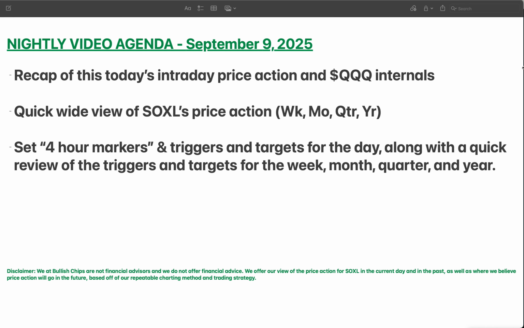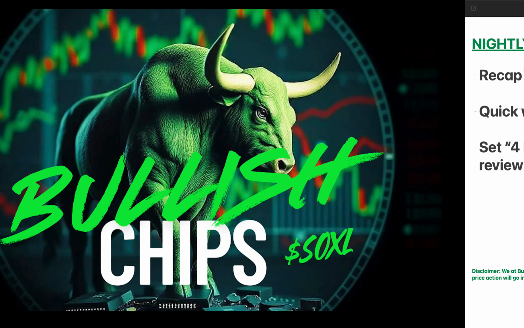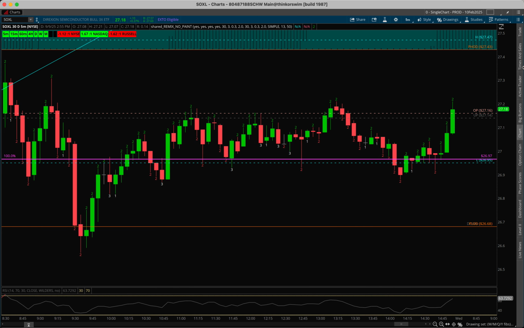Let's look at the agenda for today. We'll just do a recap of today's intraday price action. Then we'll zoom out a little bit to look at the week, the month, the quarter, and the year real quick. And then we'll get into our 4-hour markers and the triggers and targets for the day, as well as a quick review of the triggers and targets for the week, month, quarter, and year. So let's look at the charts.